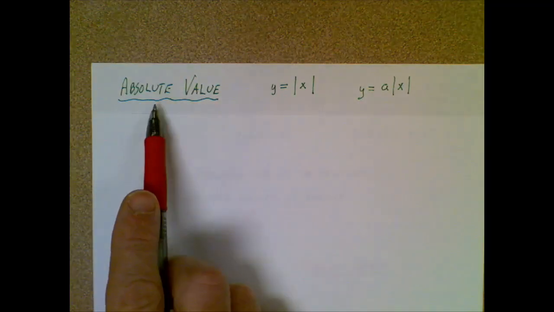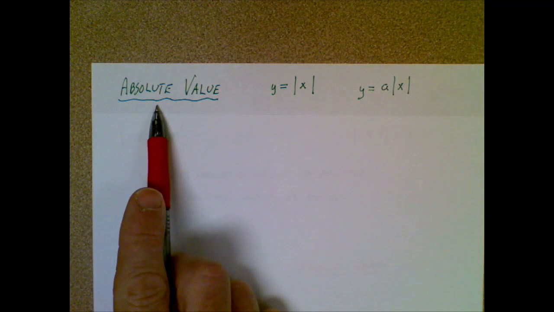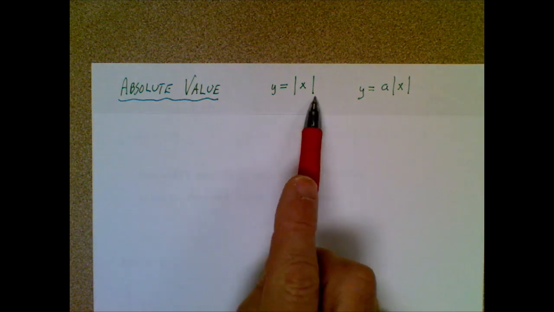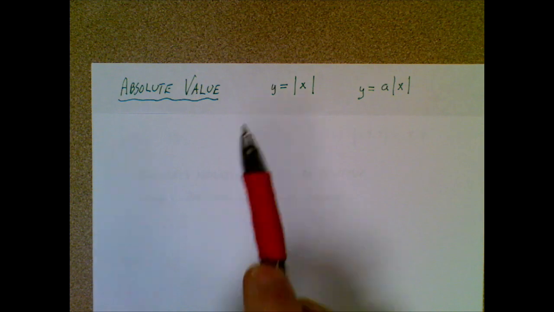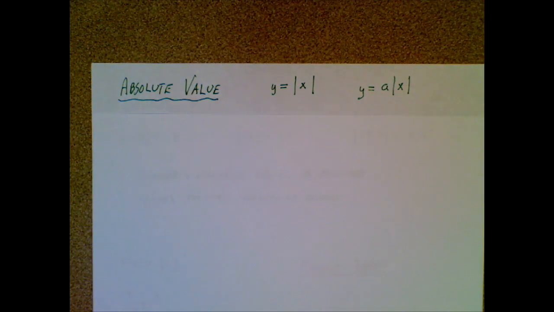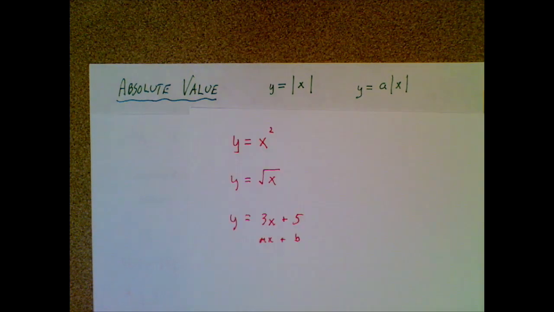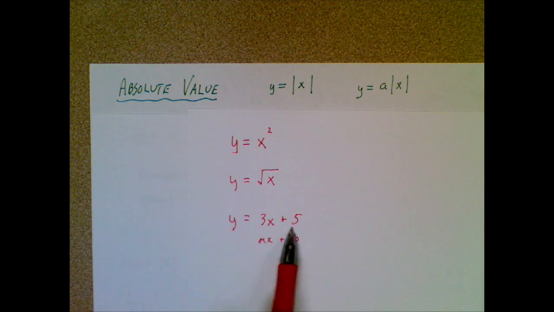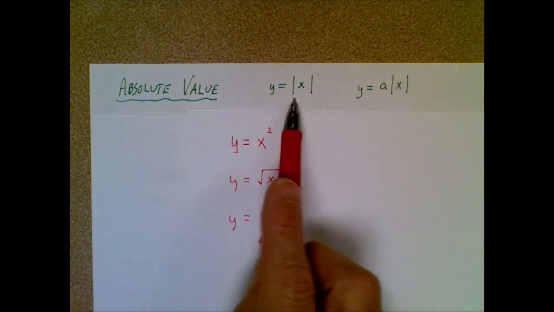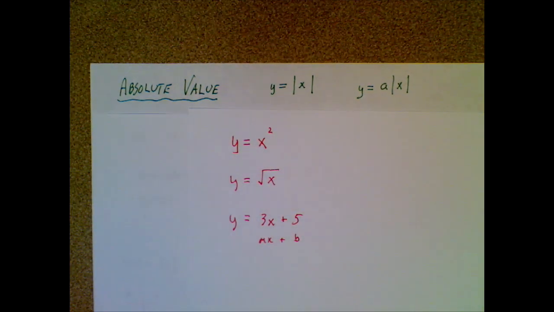You're about to learn a new math operation called absolute value, and the way you identify it is these two absolute value bars around the x. So I would pronounce this y equals the absolute value of x. For review's sake, you're used to squaring an x or square rooting an x or even multiplying in an equation. This is just going to be a new operation called absolute value.